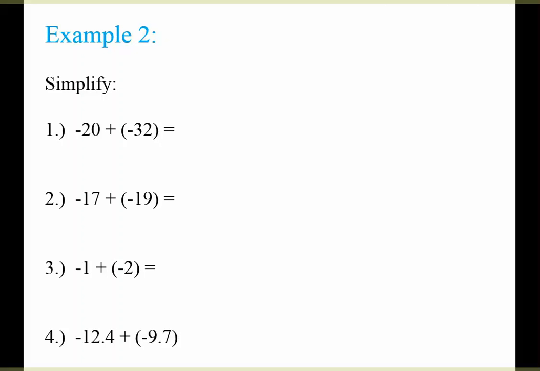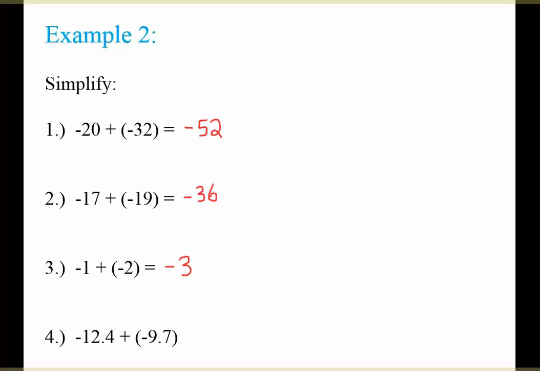All of these are get mugged twice problems. Let's take a look at number 1, negative 20 plus negative 32. You lose 20, you lose 32. We're talking about a total loss of 52. On number 2, you lose 17, you lose 19. All together, add them up. You have lost 36. Number 3, you lose 1, you lose 2. All together, you've lost 3.